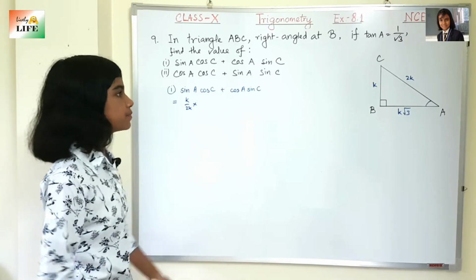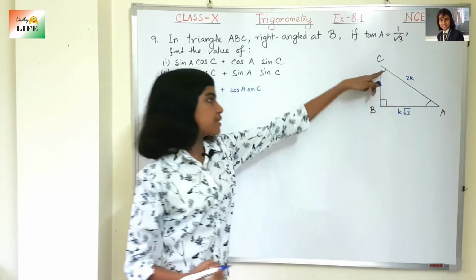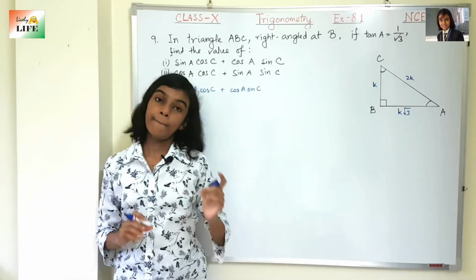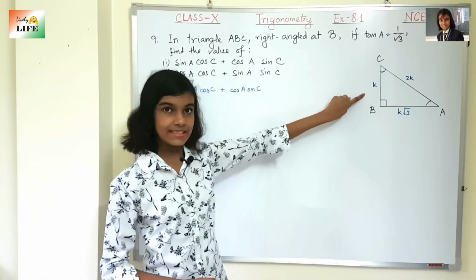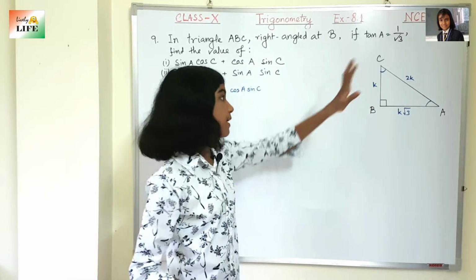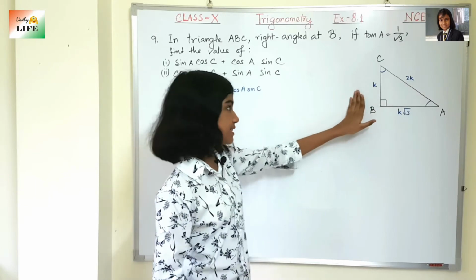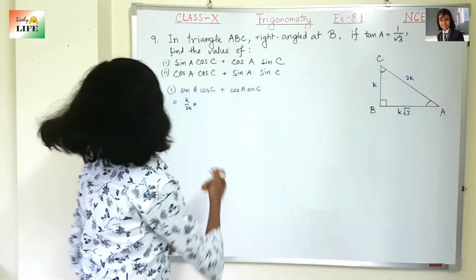Now cos C. In respect to angle C, okay? In respect to this angle, angle C. What is cos? Cos is base by hypotenuse. In respect to angle C, which is the base? This is the base. BC is the base, right? So what is cos? Base by hypotenuse. Cos C will be K by 2K, right? This is base, this is hypotenuse. In respect to angle C, then it will be K by 2K.